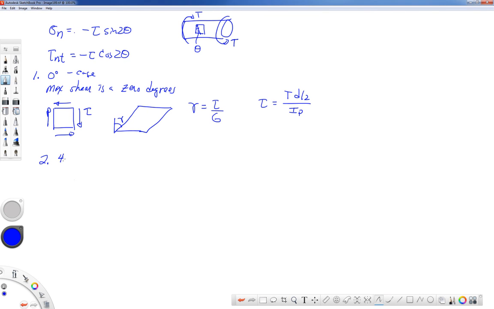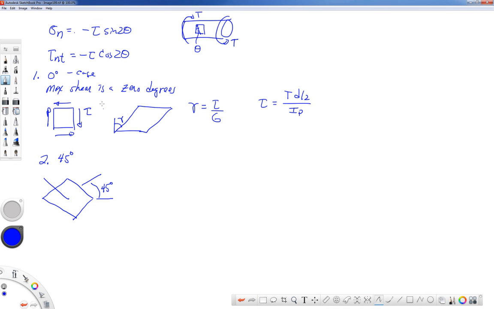We saw in a bar in tension that a 45-degree angle was kind of special. It gave us the maximum shearing stress in the material. So let's take a look at a 45-degree case for a bar in torsion. At 45 degrees, that means our square is oriented like this. That's kind of a sad-looking square, but that's okay. All right.